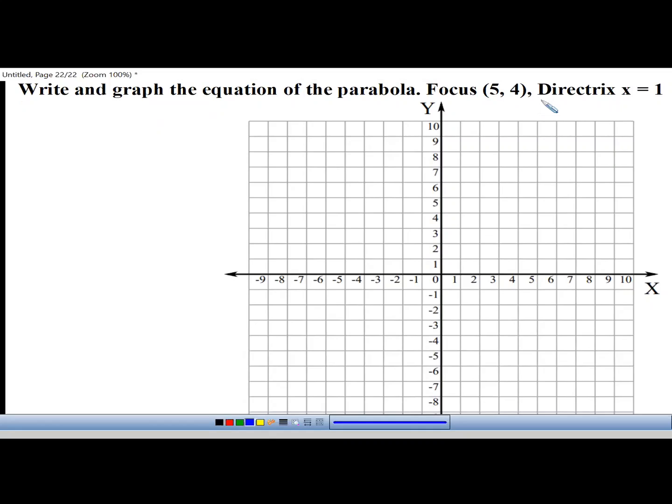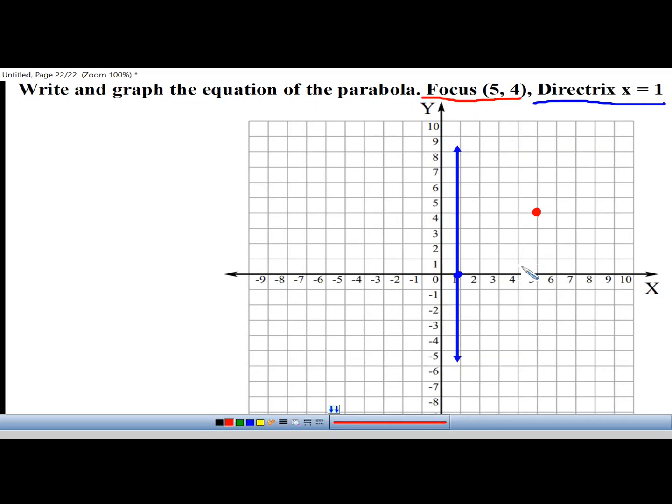All right, let's see, what do they give us? The directrix at x equals 1. X equals 1 is right there. And last week when we practiced the graphs, x equals 1 goes through that value. There it is. All right, what else do they give us? They give us the focus 5, 4. 5 of x, 4 of y, which is right there.